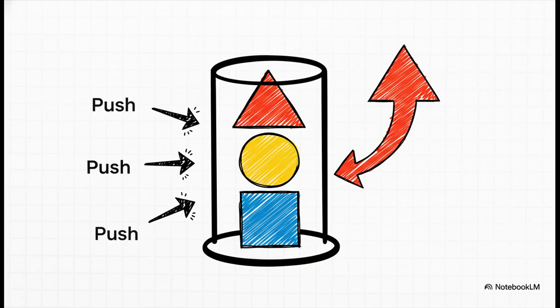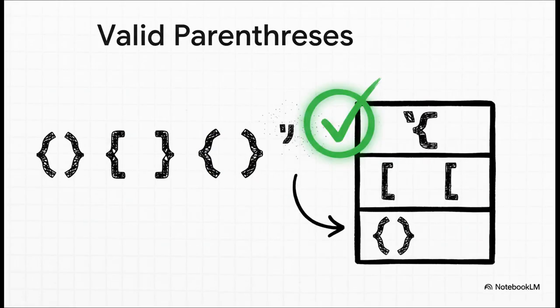This is a pretty simple data structure with one very strict rule: last in, first out, or LIFO. Think of a stack of plates. The last plate you put on top is the first one you take off. Stacks are perfect for any problem that involves matching or nesting things. You know, like the undo function in a text editor, or the back button in your browser.